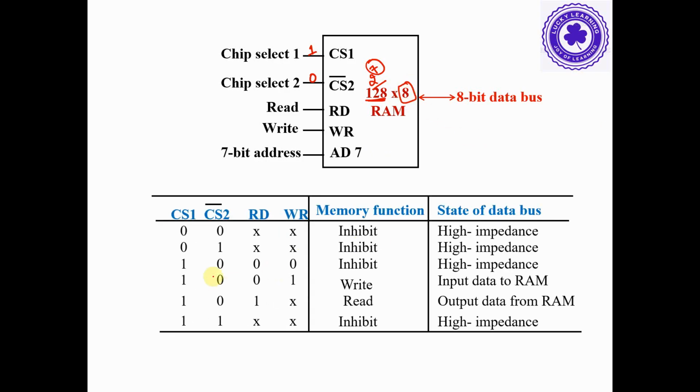Now look at what is going to happen. It is going to be selected when CS1 is 1, CS2 complement is 0, and read control input is 0, write control input is 1, meaning the RAM is selected for write operation, input data to RAM. If read control input is 1, then it is selected for read operation, output data from RAM. In all the remaining cases, the RAM is going to be in the inhibit state, meaning the high impedance state.